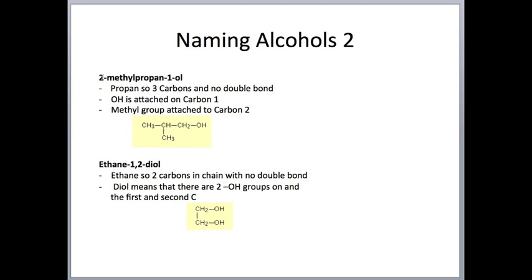And it also says 2-methyl. It's saying that there is a methyl group on the second carbon. So the methyl group is attached to the second carbon.